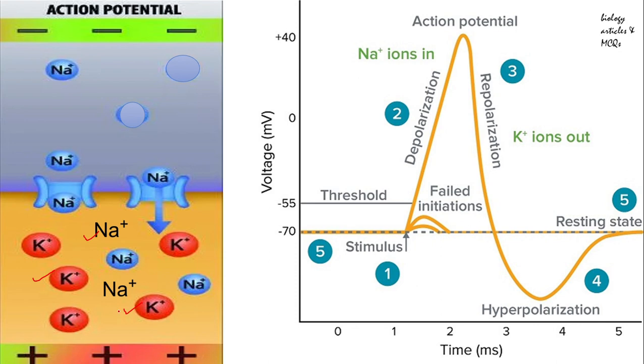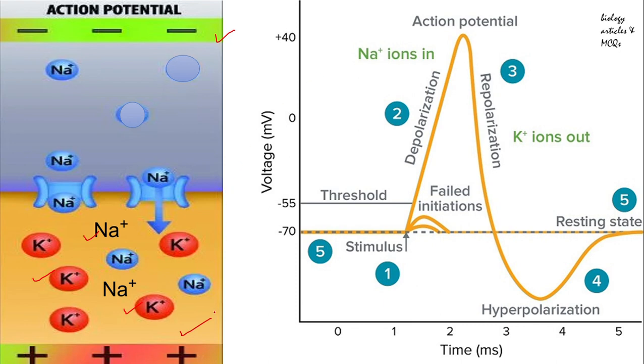So due to the greater amount of these positive ions inside the cell, the inside of the cell will become positively charged, and automatically the outside of the plasma membrane will become negatively charged. This point is called the action potential, or simply the active membrane potential.